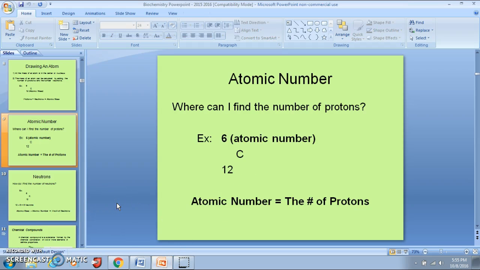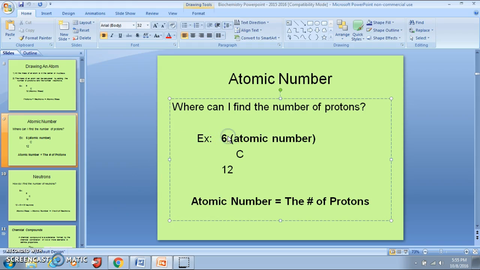Now again, we can find the number of protons by looking at this little number up here. It's the smaller number when you look at the chemical symbol. So sometimes they'll have the smaller number on the top, and sometimes the smaller number will be on the bottom. Either way, the smaller number is the atomic number, the number of protons in that atom. So again, atomic number is just a way to say the number of protons. And that's what defines this as carbon.